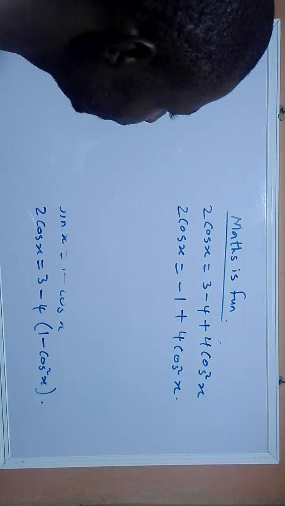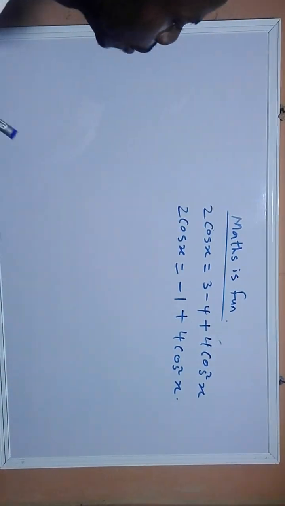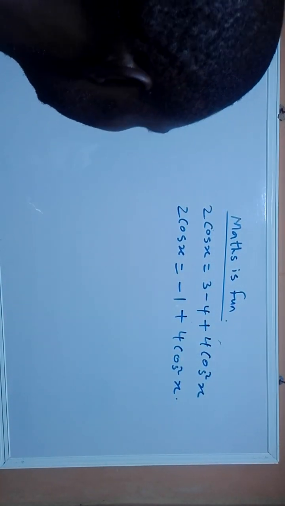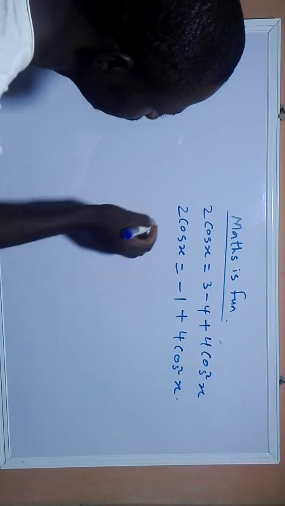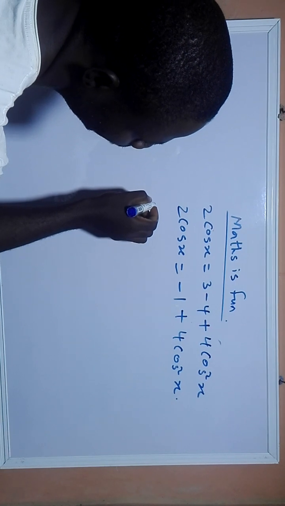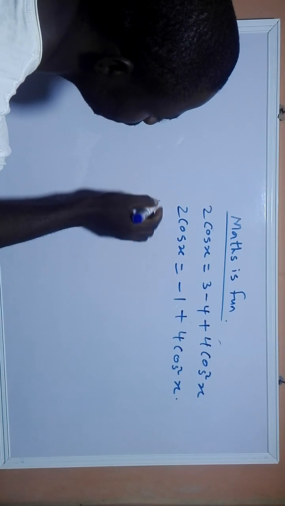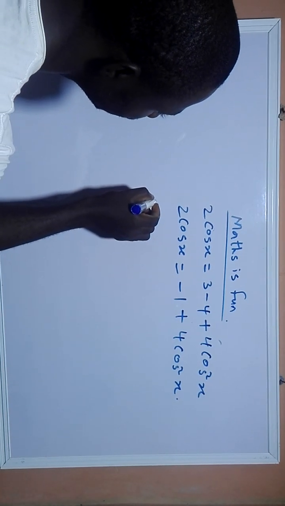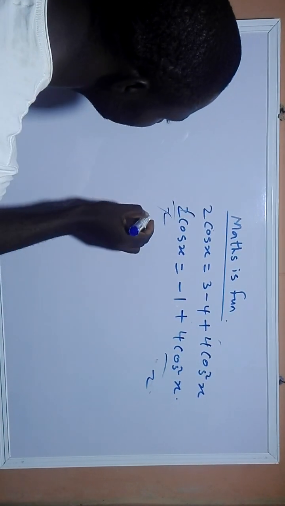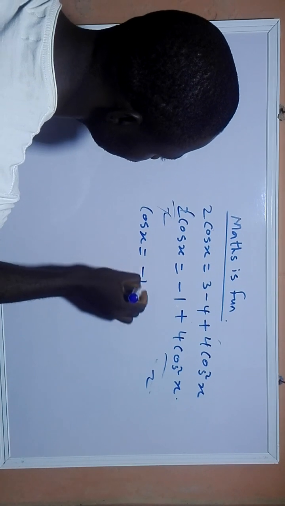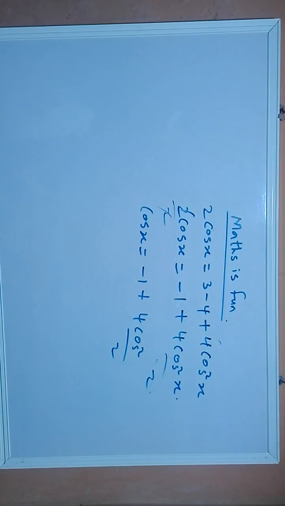So the next thing now is to rearrange it, because we need to make cos the subject of the formula. Let's rearrange it. Let's divide it by 2 first and see what will happen. Then cos x is equals to minus 1 plus 4 cos square x over 2. Let's divide it like that.